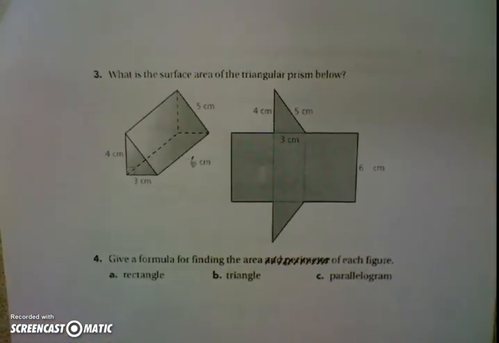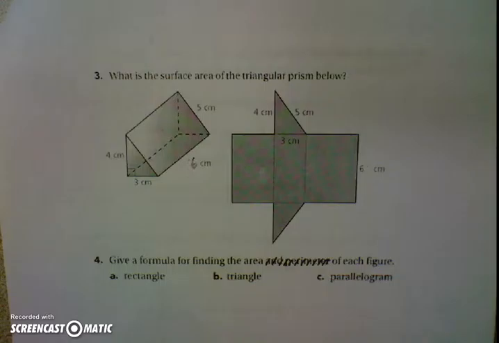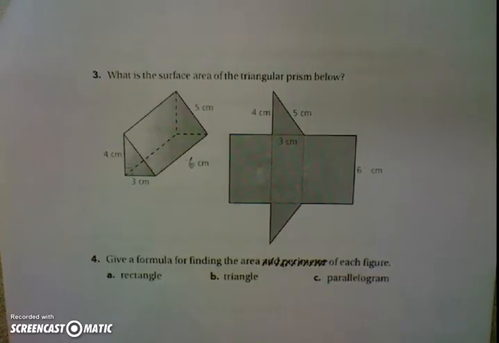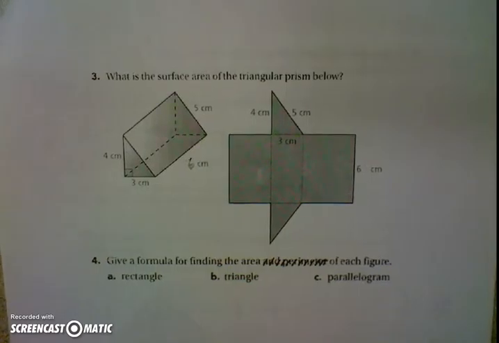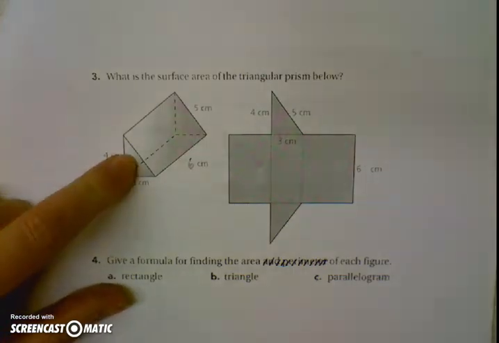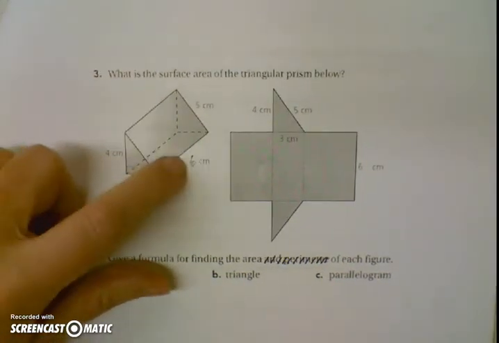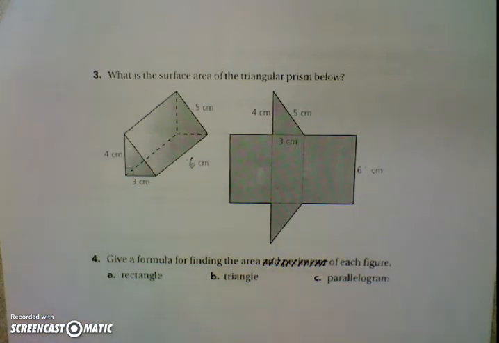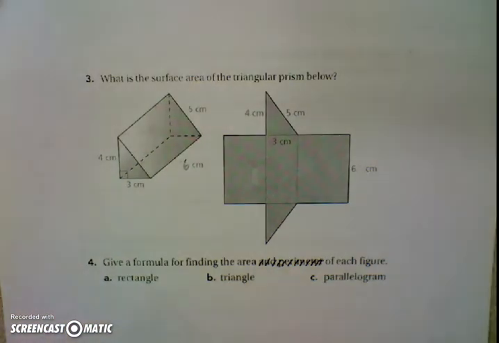Here we go. We now need the surface area of the triangular prism below. So they have it shown to us in 2 different ways. They have the triangular prism folded up so that there's a triangle on the front and the back, and the sides are made up of rectangles. And they have it laid out in a net.